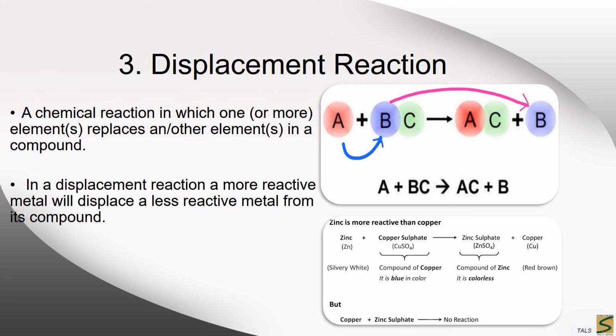So, in such displacement reactions, a more reactive metal only will replace a less reactive metal from its compound. In the example given, zinc plus copper sulfate forms zinc sulfate plus copper. If you try to put copper into zinc sulfate, no reaction takes place because copper is less reactive than zinc.